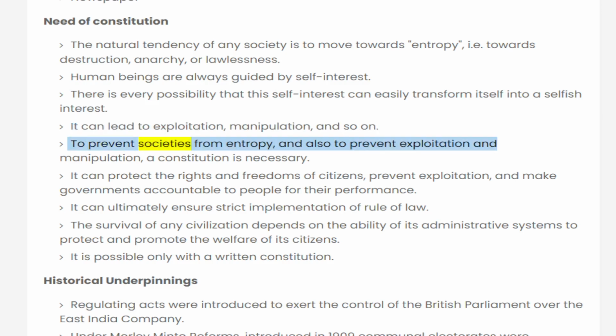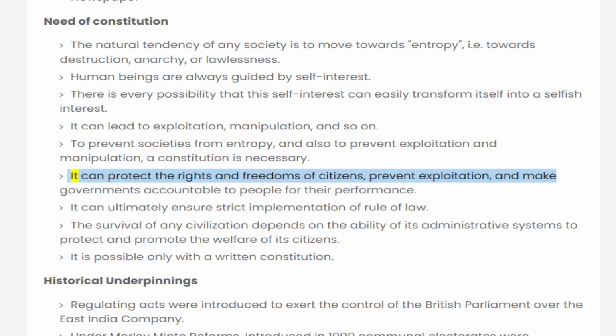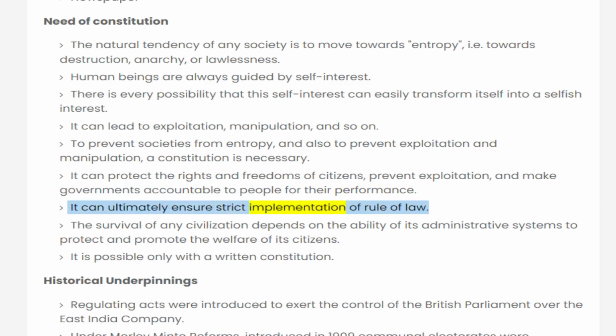To prevent societies from entropy, and also to prevent exploitation and manipulation, a constitution is necessary. It can protect the rights and freedoms of citizens, prevent exploitation, and make governments accountable to people for their performance. It can ultimately ensure strict implementation of rule of law. The survival of any civilization depends on the ability of its administrative systems to protect and promote the welfare of its citizens. It is possible only with a written constitution.